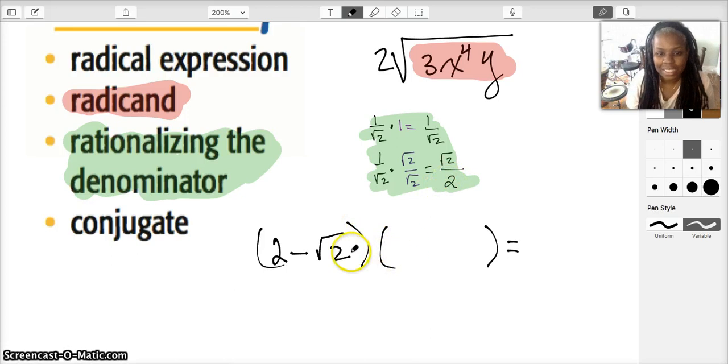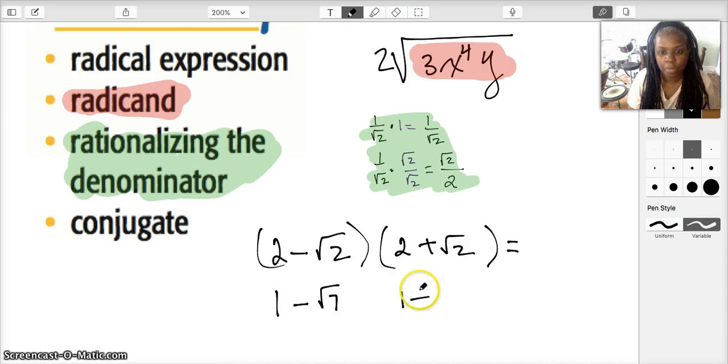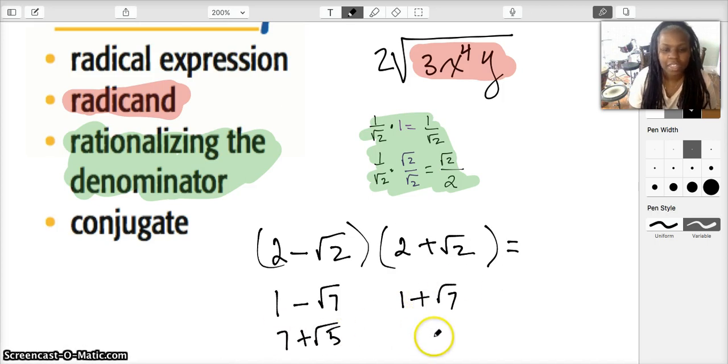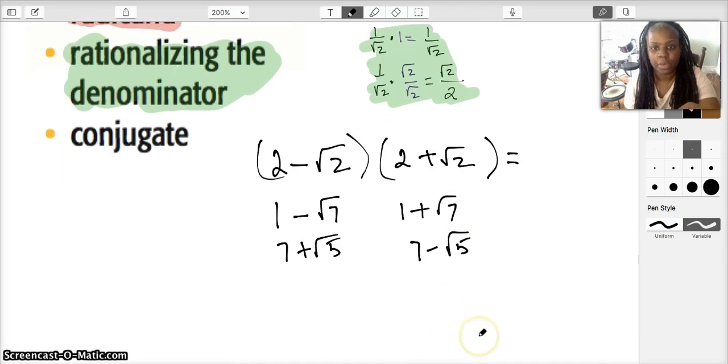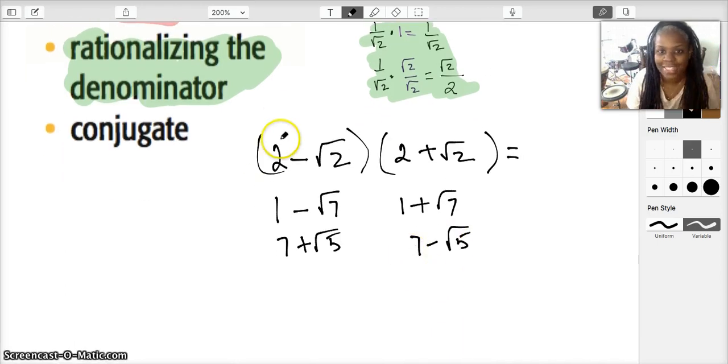So what a conjugate looks like is I literally change this to 2 plus the square root of 2. And those are conjugate pairs. So if I had 1 minus the square root of 7, the conjugate will be 1 plus the square root of 7. If I had 7 plus the square root of 5, the conjugate would be 7 minus the square root of 5.